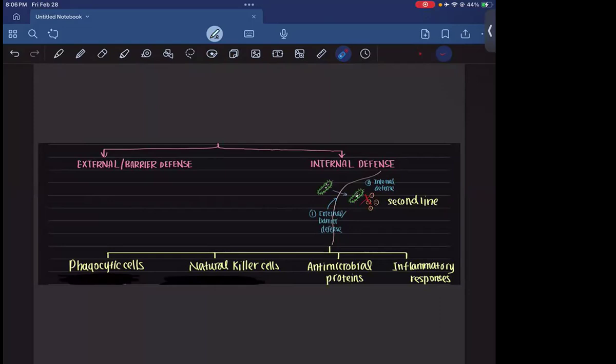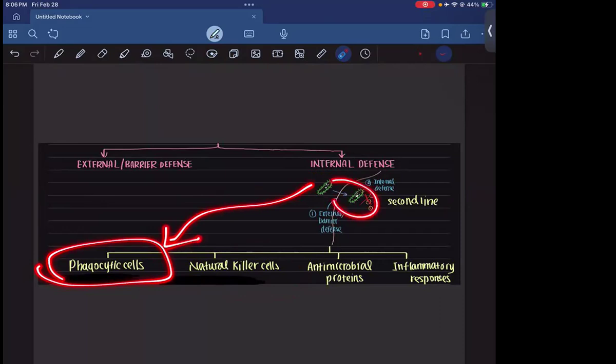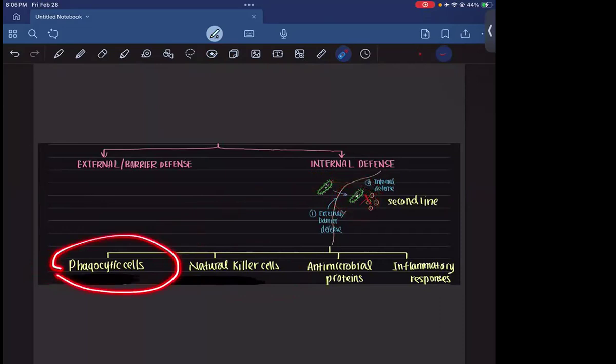First of all, this can occur through phagocytic cells. Now not only bacteria, depending upon the type, there can be different cells that can come and attack. So when this bacteria enters, it can encounter a phagocytic cell, or it can encounter natural killer cells, or there can be antimicrobial proteins, or there can be some inflammatory responses.